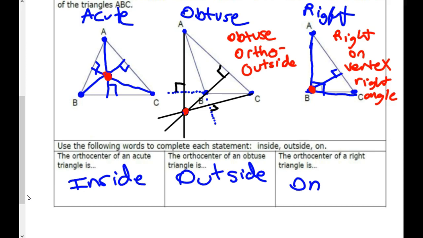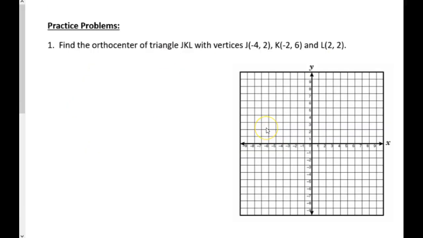All right, so flip it over, and on the back, we are talking about practice problems given a grid. Now, you need to know how to do this to do yesterday's assignment on the back, right? Sorry, so this says to find the orthocenter of triangle JKL. So everybody, let's plot JKL.